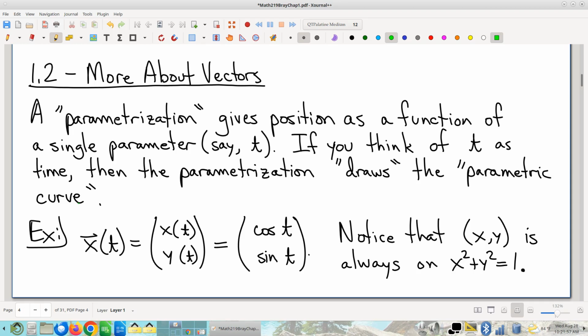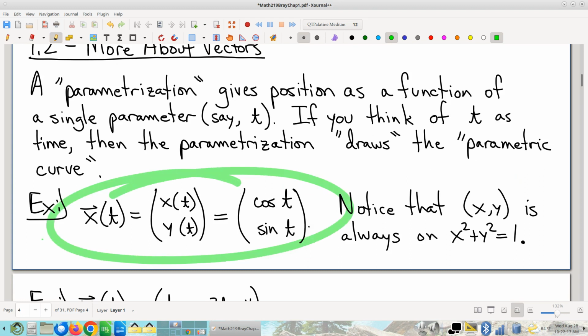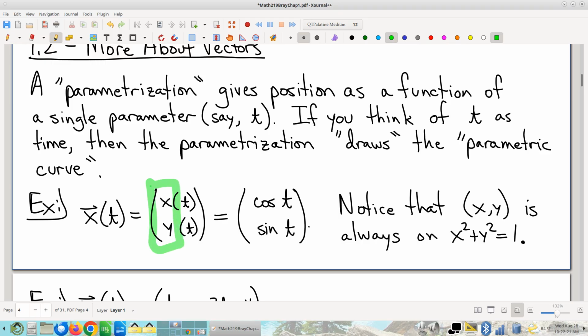And I think this is a really nice way to think of a parameterization. A parameterization draws the curve, and when the curve is drawn by a parameterization, we call it a parametric curve. So position is a function of time. That's all it is. So, an easy example to get started. Let's look at this one right here. Notice first off the bat, as promised, we have position, x and y, position in the plane.